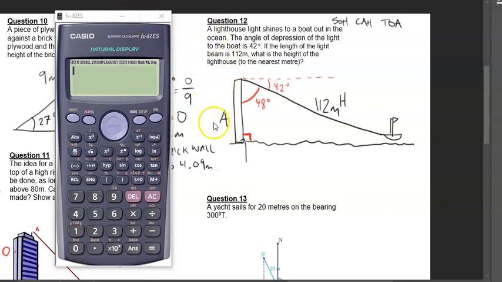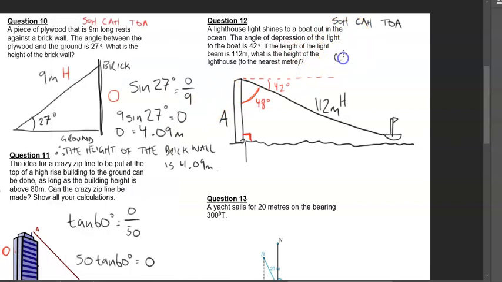Okay, we're looking for the height of the lighthouse. We have been given the adjacent and hypotenuse, so we're using cos. So the cos of this angle here, so cos of 48 degrees is equal to the adjacent, which we don't know, which is the height of the lighthouse, over the hypotenuse, which is the light beam, which is 112 meters. So to get A is 112 times cos 48 degrees. A is equal to this.